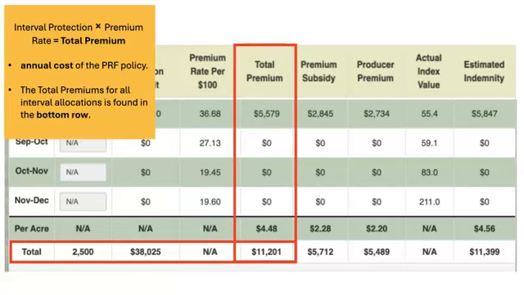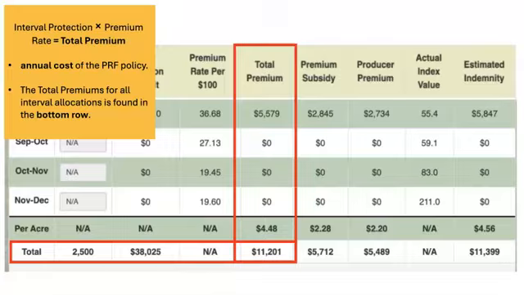The next column shows what the total premium for your policy is. It is calculated by determining the premium for each insured interval based on the amount of protection assigned to that interval and its corresponding premium rate. Those interval premiums are then added together, and the final value is what your premium is before any government subsidies are accounted for.